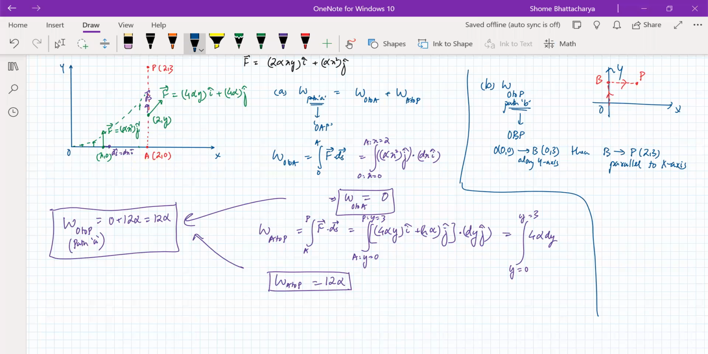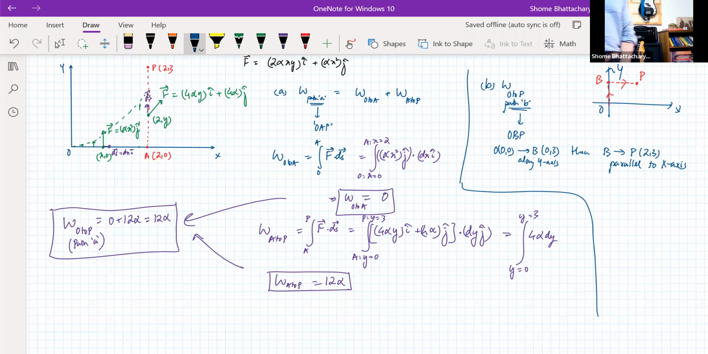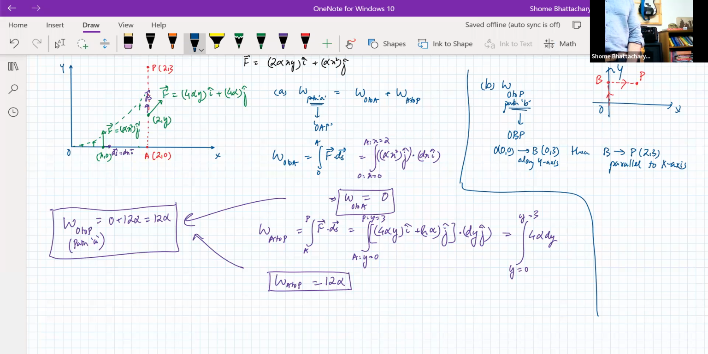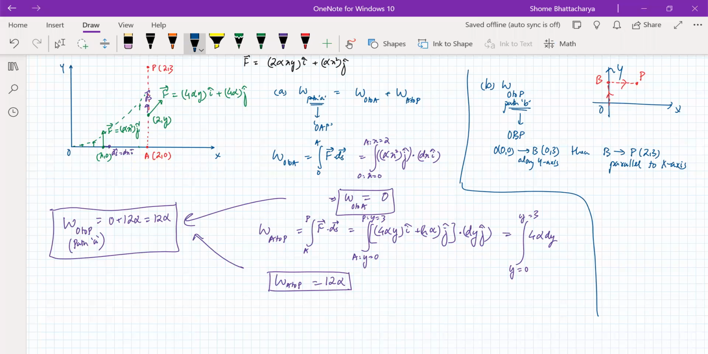Yeah. Got it? Okay. Same thing you have to do for A to P, but that's a little bit more complicated. A to P में क्या हो रहा है? Your x coordinate is not 0, but it's fixed. It's equal to 2. So any point in between is 2, y. Y is variable from 0 to 3. Got it now? Okay, sir. Yeah, got it.